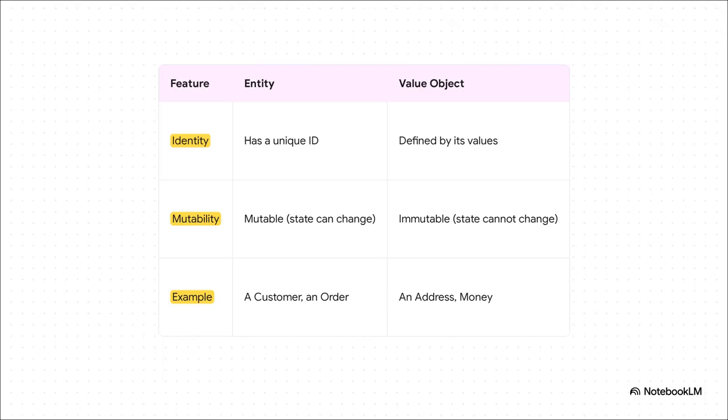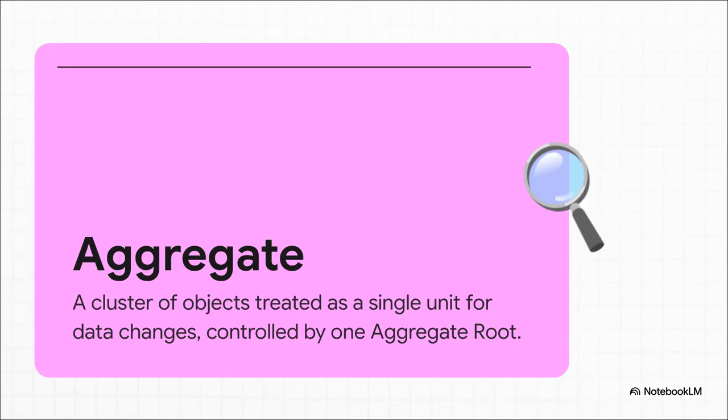And here's the crucial difference. Value objects are immutable. You don't change an address, you just create a whole new one to replace it. This little rule prevents so many unexpected bugs. So now that we have all these objects, how do we manage changes to them while making sure everything stays consistent with our business rules? Well, we group related objects together into a cluster called an aggregate. And here's the key. That whole cluster has one single entry point, an entity known as the aggregate root.